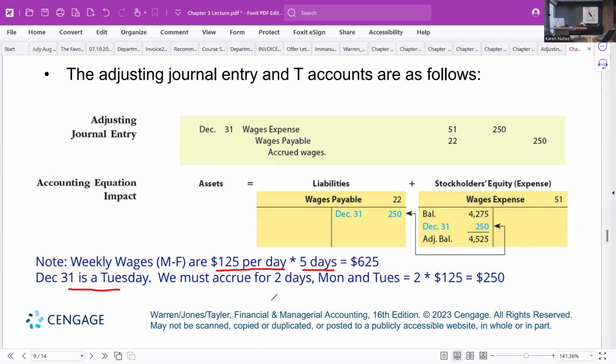$125 a day, 2 days is $250. We've got an expense that we've got to recognize now for 2 days. Debit wages expense for $250, credit wages payable. We have an obligation. We record the expense, we record the liability. We've accrued the expense. So accrued items. First example of an accrued revenue, now the example of an accrued expense.